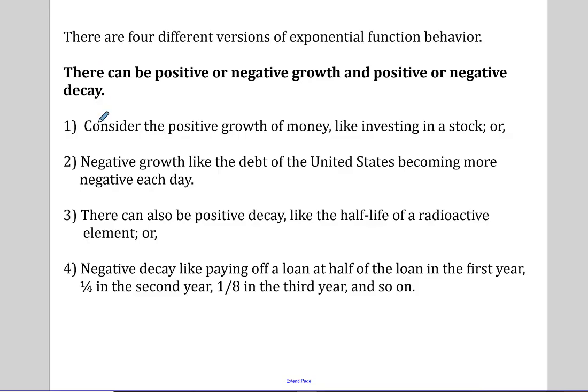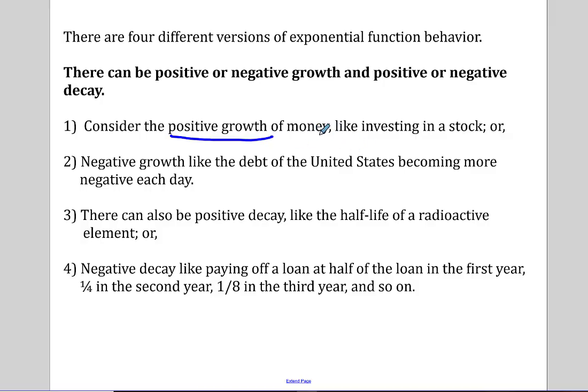So there's 4 different versions of exponential function behavior. And I know it's written in a paragraph in your notes, but I'm going to spell them out in 4 steps here. We can either have positive growth or negative growth, and we can also have positive decay or negative decay. So here's an example of positive growth.